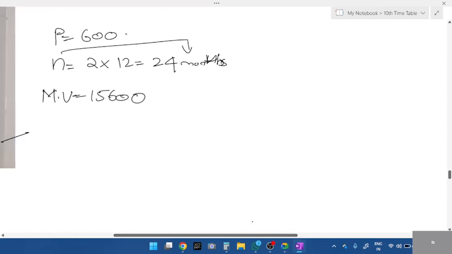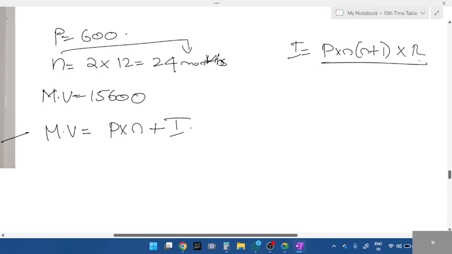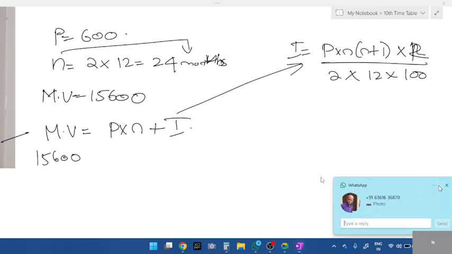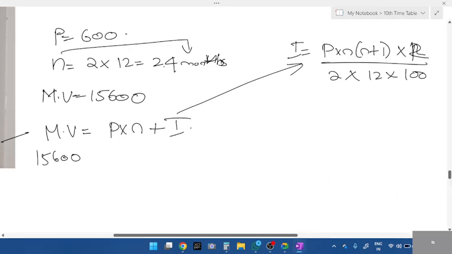Okay, there are two formulas in this. Whenever maturity value is given, I've told you to use maturity value first. What is maturity value? Tell me the formula. P into N plus interest. What is the interest formula? Very good. R by 100, 2 into 12. First, interest is not given. Only if you find interest can you substitute here. This is how I would do it. I would first go with maturity value 15,600. P into N. How much is P into N? 600 into 24, right?